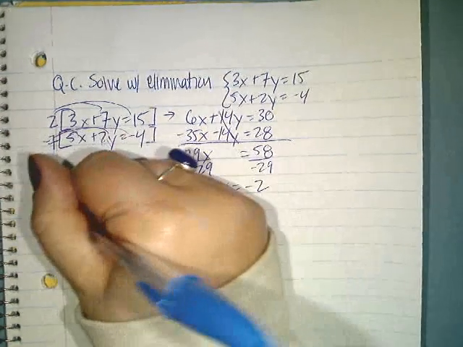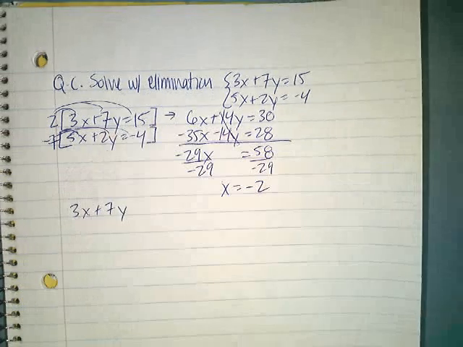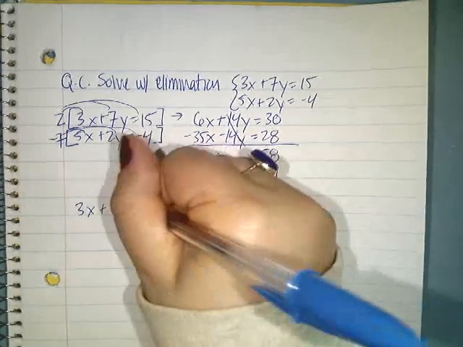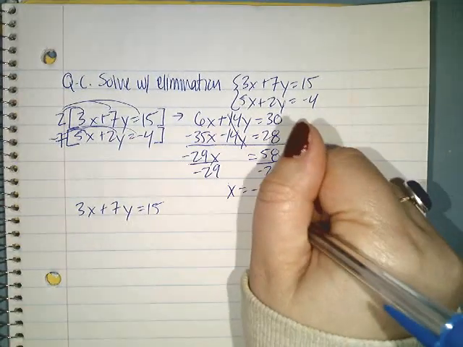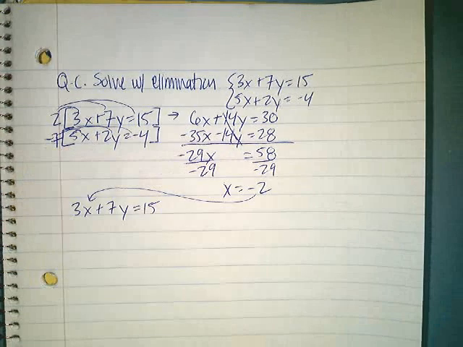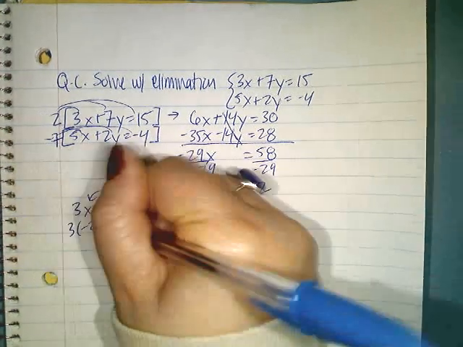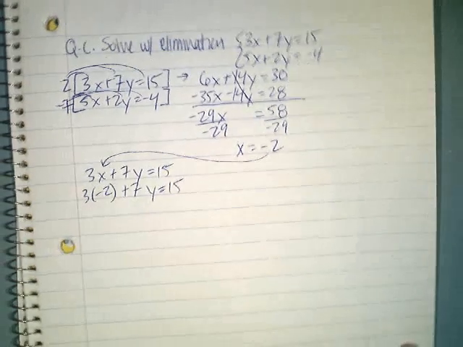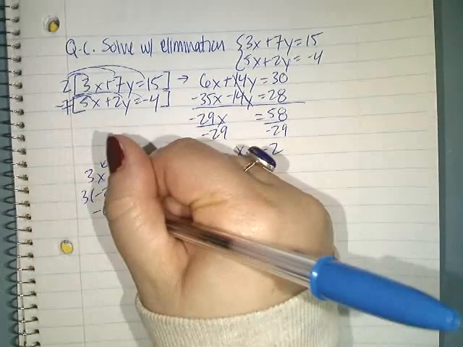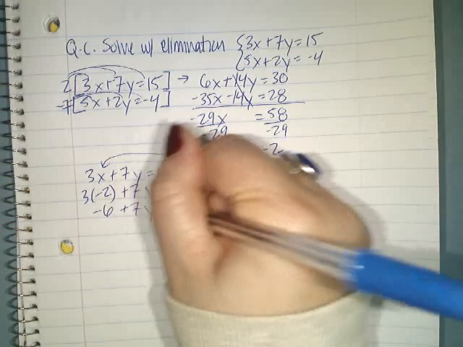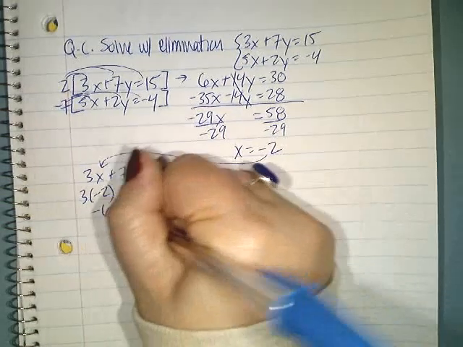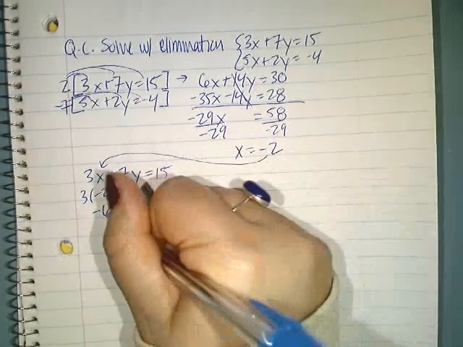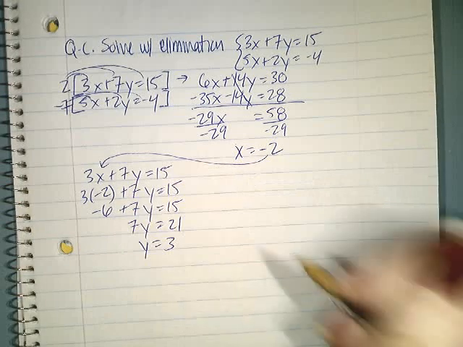I'm going to plug that back into one of my original equations. So I'm using 3x plus 7y equals 15. This -2 is going to be substituted in for x. So I have 3 times -2 plus 7y equals 15, which becomes -6 plus 7y equals 15. Add 6 to both sides, 7y equals 21, y equals 3.